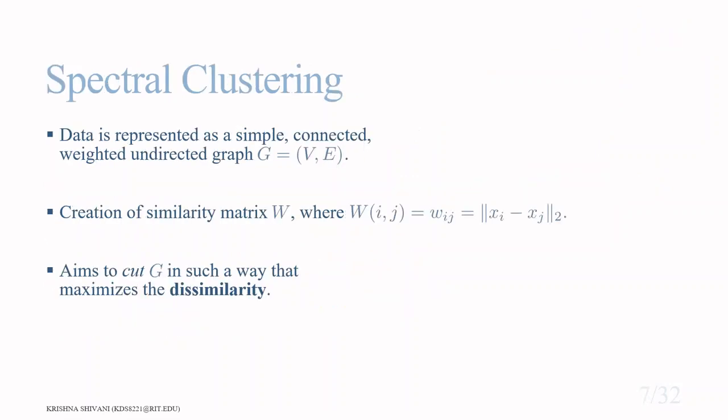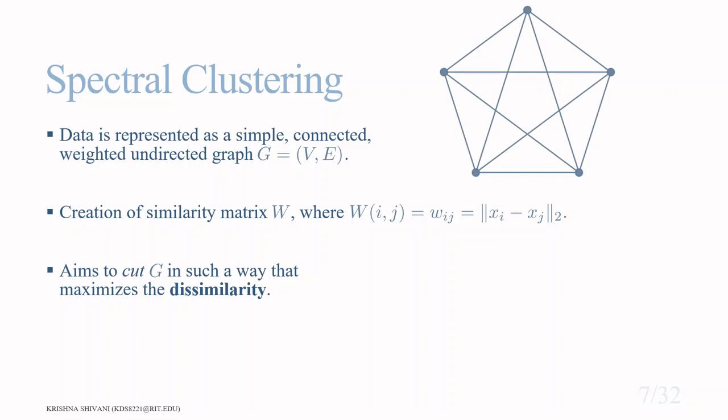Spectral clustering was quite recently popularized in the early 2000s, but has quickly become a widely used clustering method. So in spectral clustering, data is represented as a simple connected weighted undirected graph equal to the ordered pair (V, E), where V is the set of vertices or nodes and E is the set of all the edges. We then create a similarity matrix W, where Wij equals the distance between the ith and the jth object in the data.